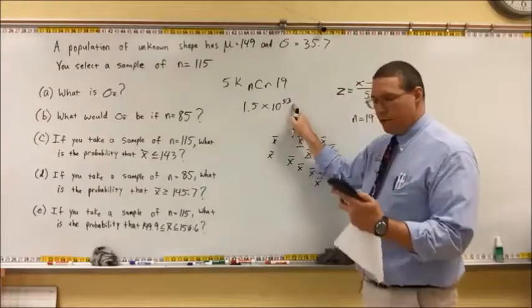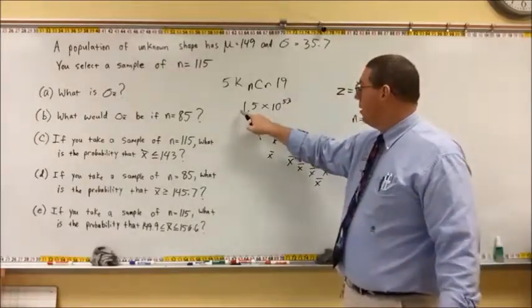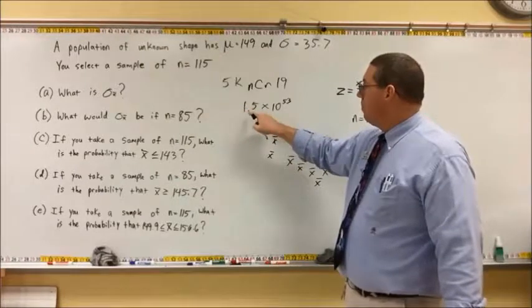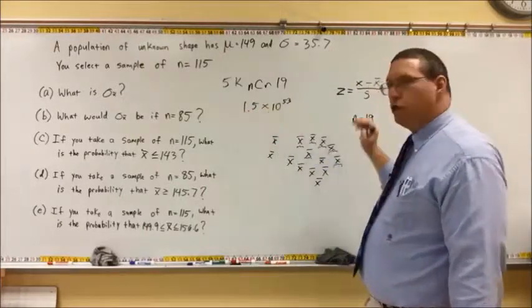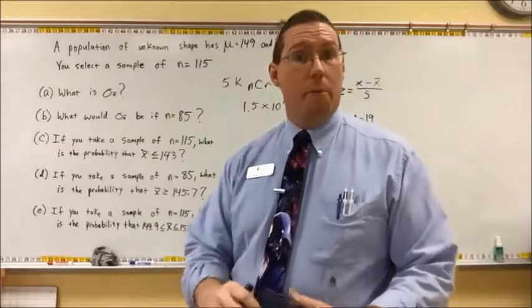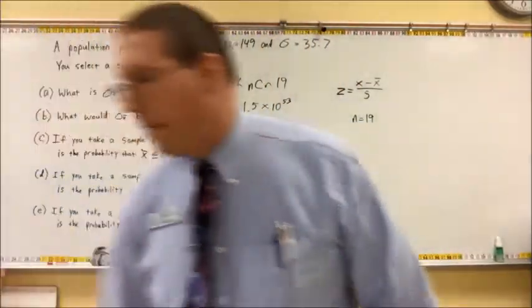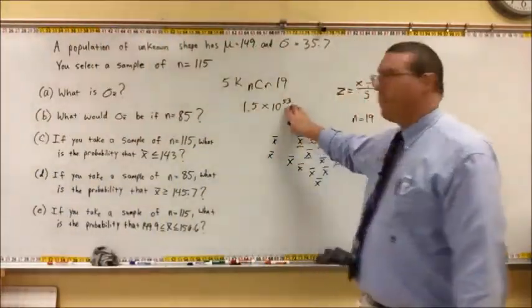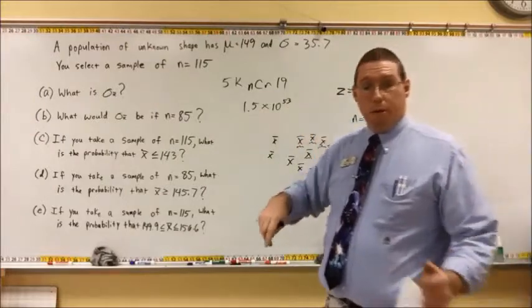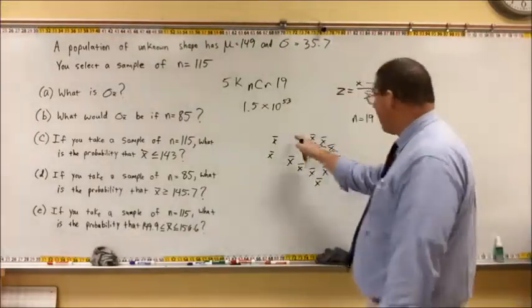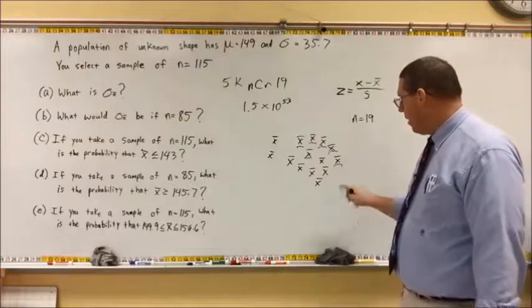What that means is that it's going to be 1.5 with 52 zeros after it. That's a big number, a really big number. It's about half of the zeros on its way to a Google. Okay? But that's a huge number. That's how many x bars there are.